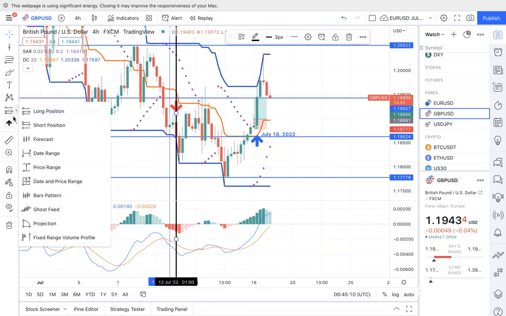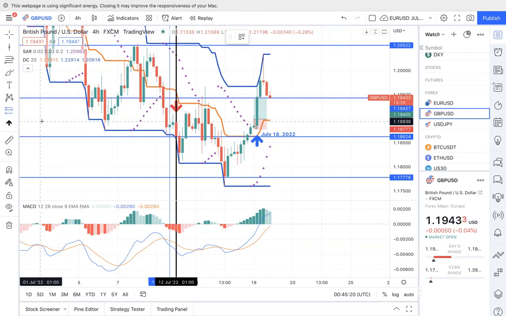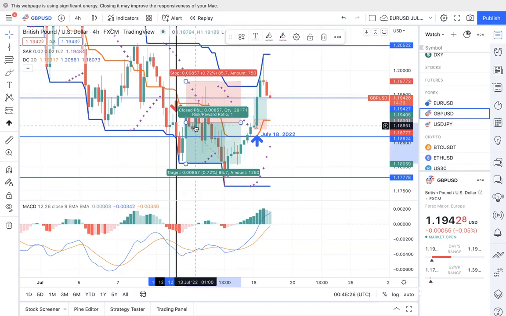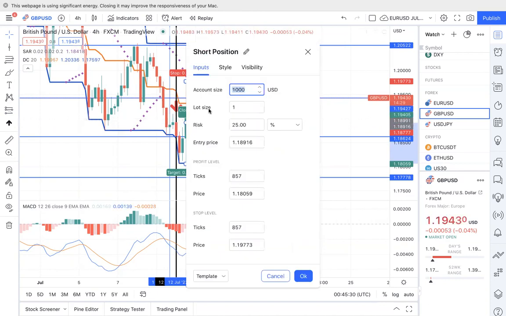So you come down to this tool, and as we can see from this trade that the black line is currently on, we decided to go for a short position. So we're going to click short position, right? Now, we're just going to click at the top of the candle because that's where we're getting into the trade. We're going to click at the top of the candle, and then we're going to click on the box.